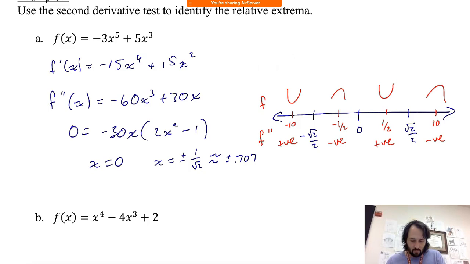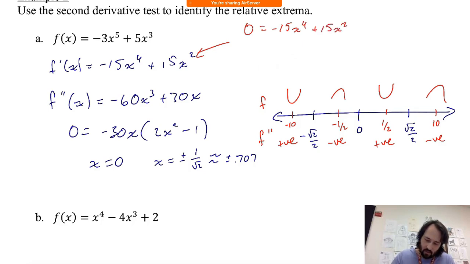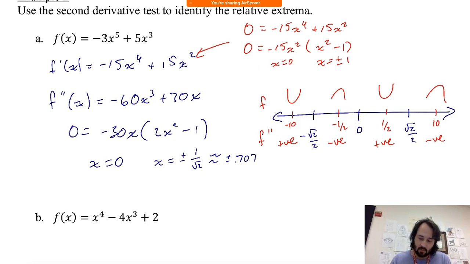Alrighty. So now the other thing I need to do is figure out where my first derivative is equal to 0, right? I need to figure out what are my values that I could even have extrema. Well, that's when 0 equals negative 15x to the fourth plus 15x squared. So if I factor out a negative 15, x squared minus 1. All right, I could have x equals 0 or x equals plus or minus 1. So now see where those fit.